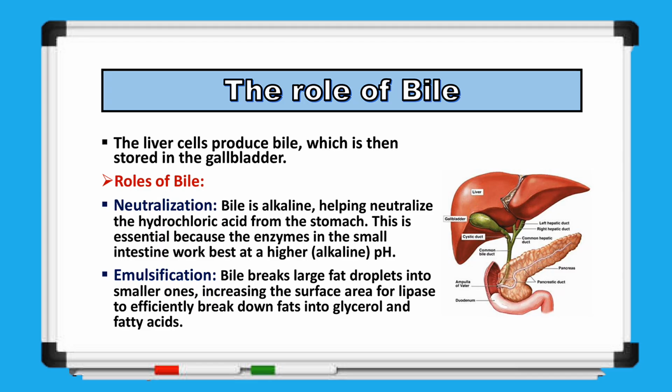Second, emulsification. Bile breaks large fat droplets into much smaller ones. By doing this, it increases the surface area, which allows the enzyme lipase to work more efficiently, breaking fats down into glycerol and fatty acids.